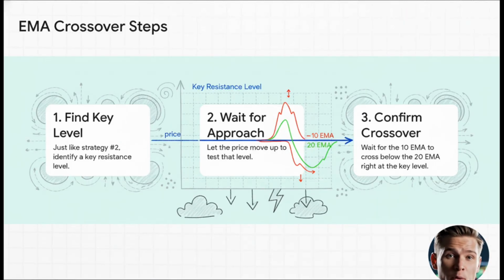So, we combine what we've learned from our other strategies. The process starts out exactly the same as strategy number 2. You find that key resistance level, and you wait for the price to come up and test it. But here's the difference. Your confirmation signal is the EMA crossover. You wait for that fast 10 EMA to cross below the 20 EMA, which confirms that momentum is shifting to the downside right at that critical spot.